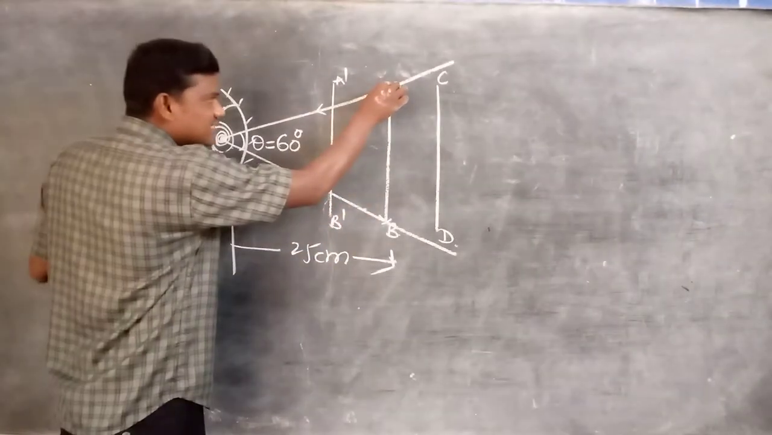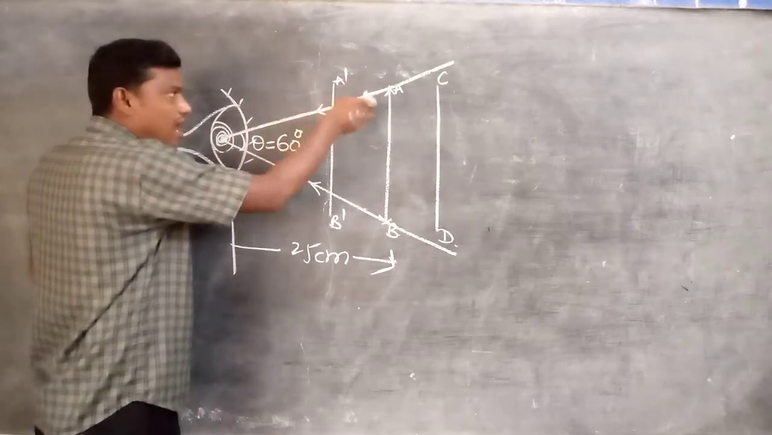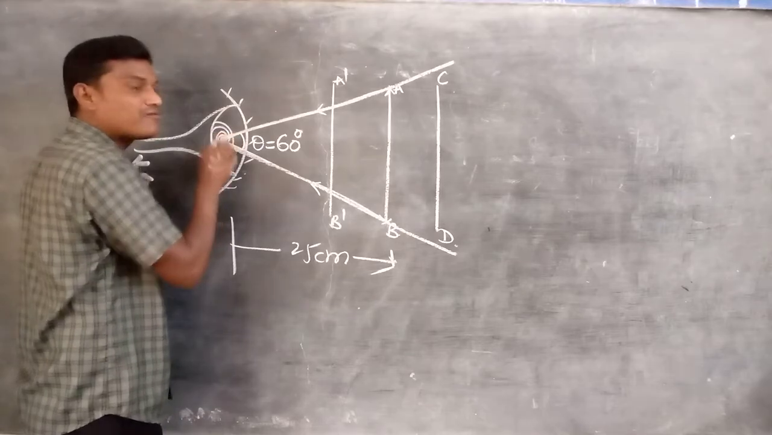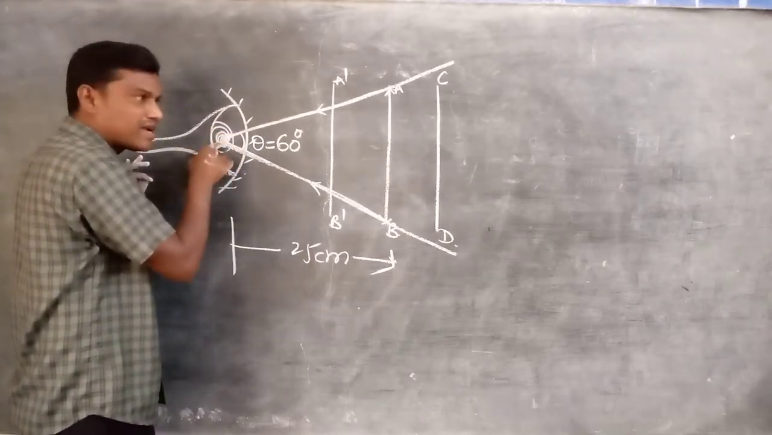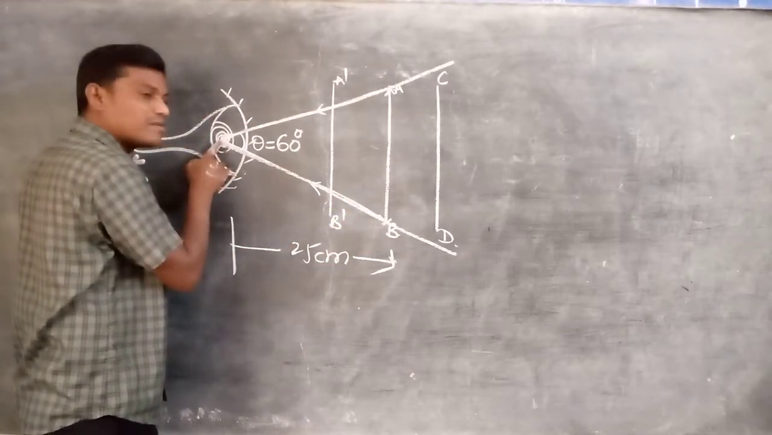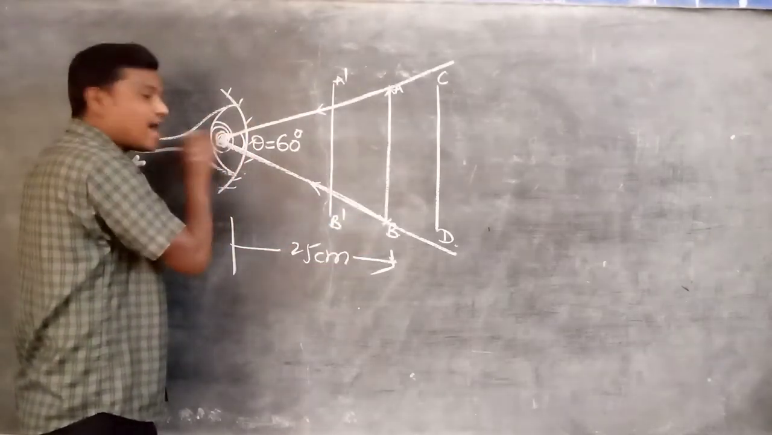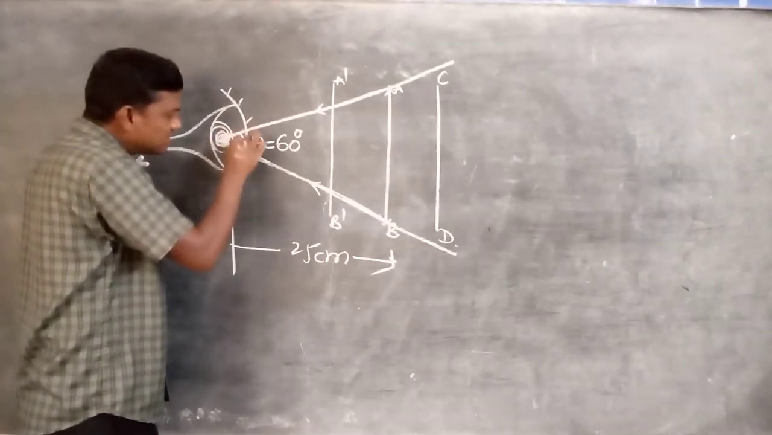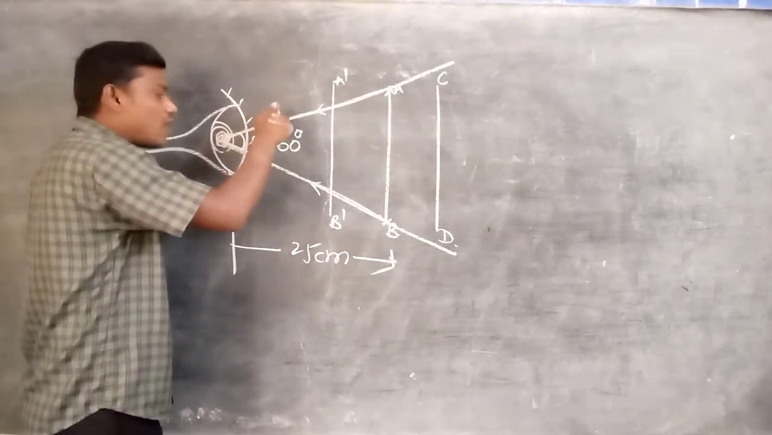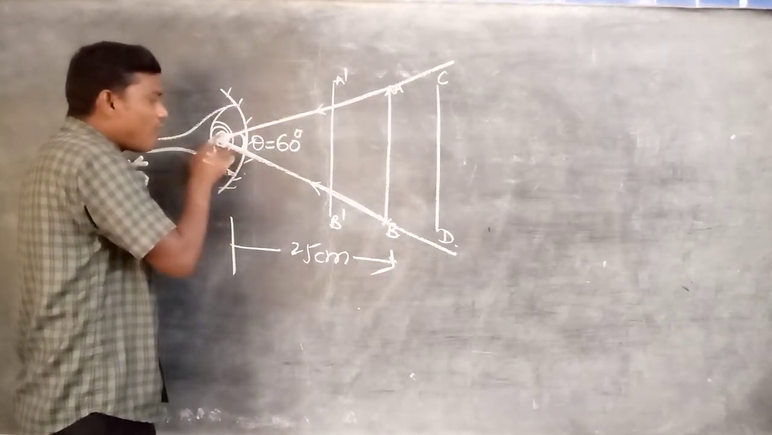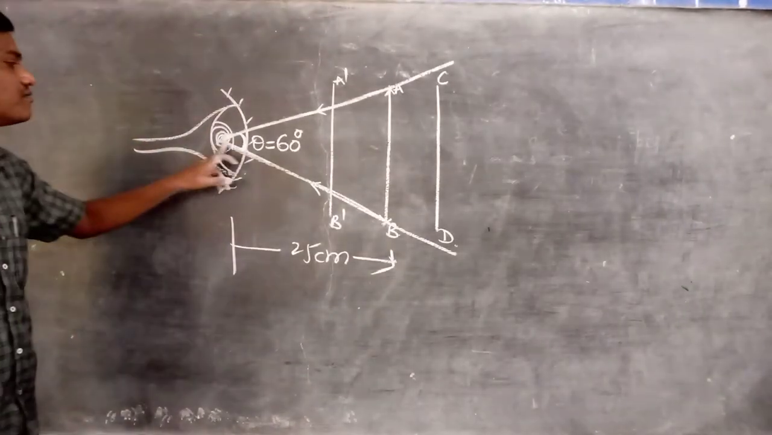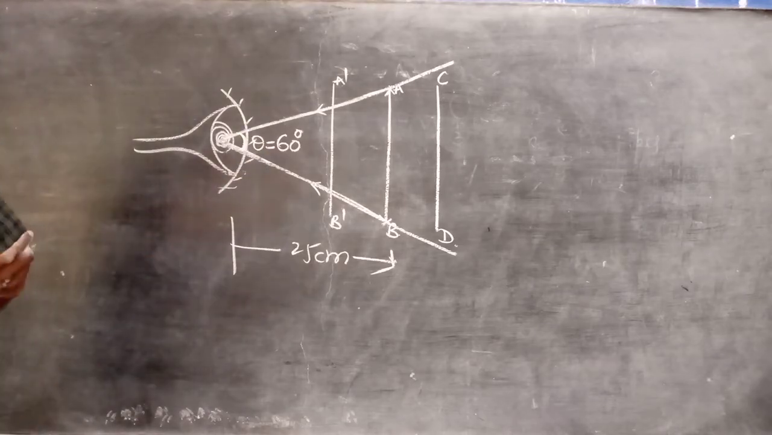At that time, the rays coming from the extreme ends of the object form an angle at our eye, because the ray coming from A will meet at the pupil, and B's ray also comes and meets at the pupil. At the pupil, both rays meet. The angle between the rays from the extreme ends, top and bottom, at our eye is called the angle of vision or vision angle. It is 60 degrees.